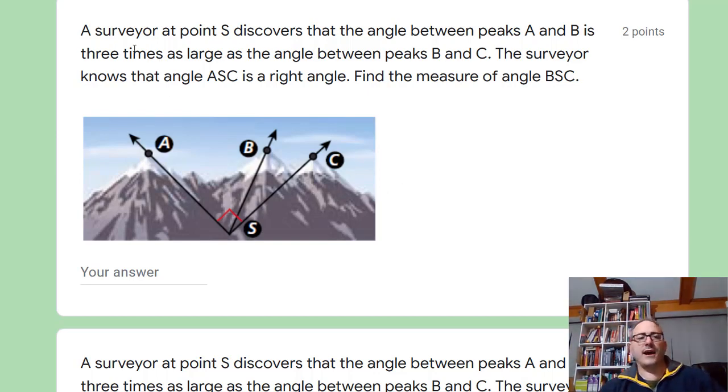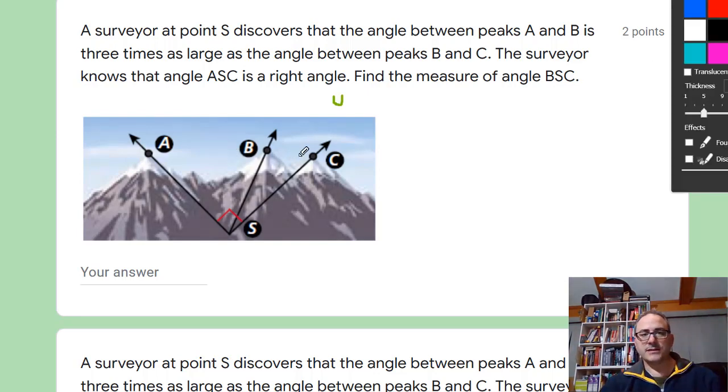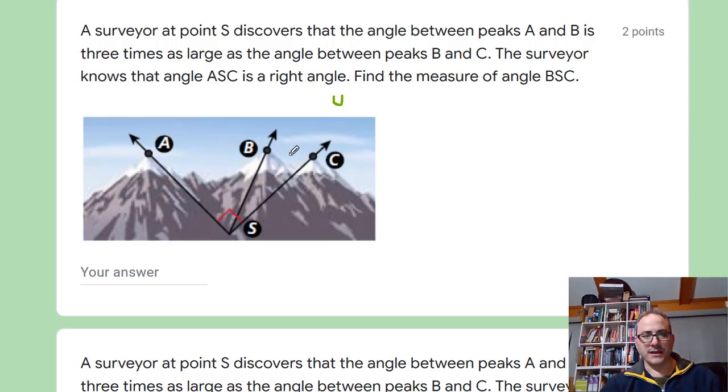All right, so a land surveyor at point S over here discovers that the angle between peaks A and B is 3 times as large as the angle between peaks B and C. So this here is going to be 3 times as large as this angle here. And don't be afraid to mark up your diagram, especially if you're using paper. They don't tell me what this one is. They just tell me that this one is 3 times bigger.